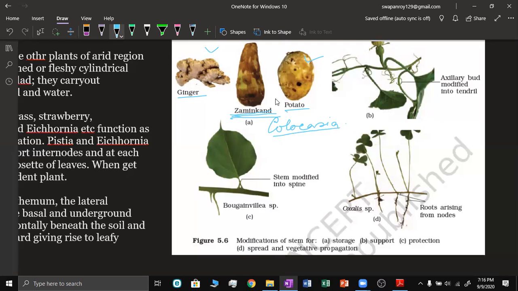Okay, these are underground stems. In case of banana plant also, there is a partially underground stem, partially, not fully. So here these are underground stems. Here this one is tuber, that is potato tuber. This one, ginger, is usually known as rhizome.